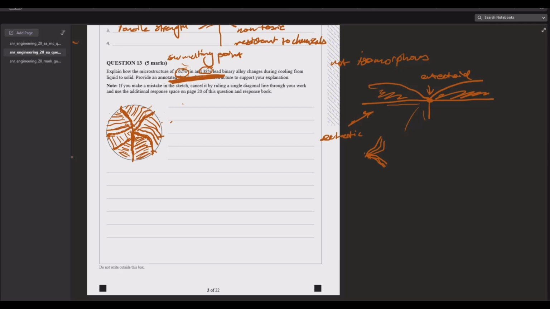The other 2 marks are just for mentioning it's a eutectic mixture, and that the mixture solidifies directly from liquid to solid, so just saying it's a eutectoid composition. It's going to happen at the eutectoid point. And that's going to net you 4 marks.